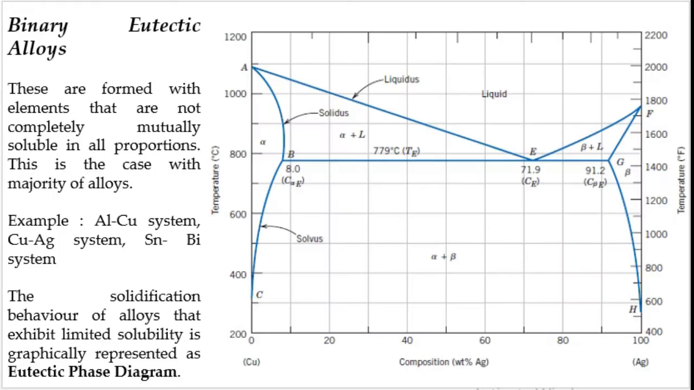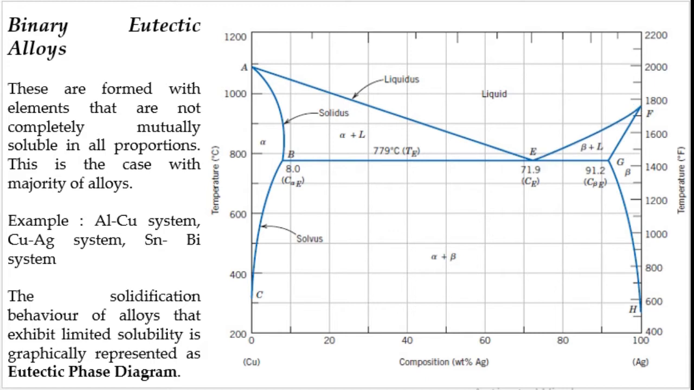Binary eutectic alloys are formed with elements which are not completely mutually soluble in all proportions. I told you previously that we'll see the difference. As you can see from here, in case of isomorphous alloys, there is a single liquidus line above which everything is liquid, and a single solidus line below which everything is solid. But in case of a binary eutectic alloy, since the solubilities are limited, the phase diagram is divided by a number of lines. There is a liquidus line AE above which it is completely liquid.